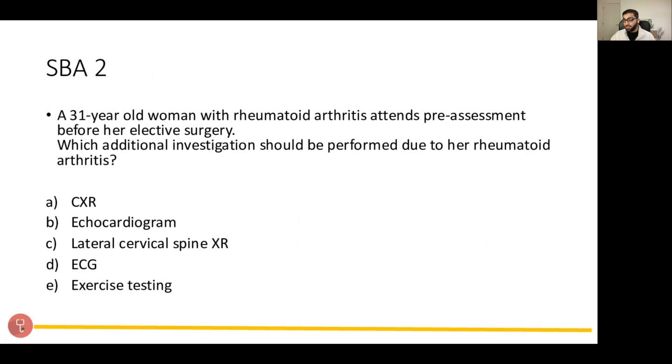So now onto the next SBA. I'll give you guys a couple of minutes just to work this one out. Okay, just a couple more seconds.